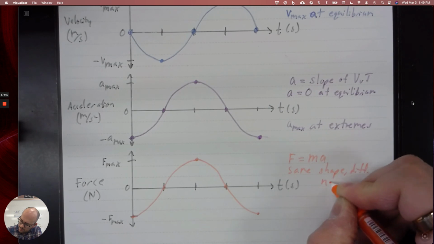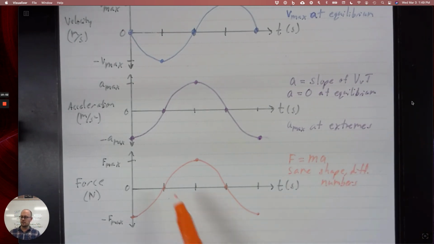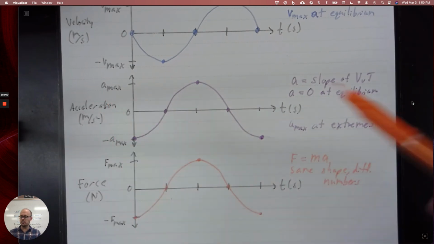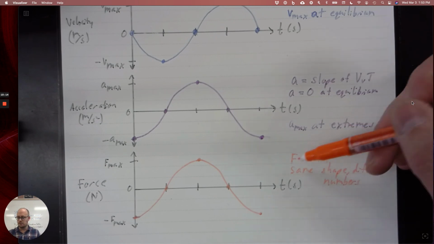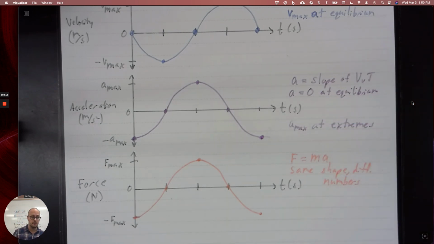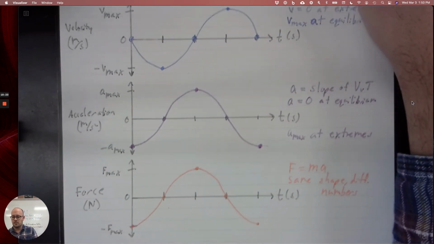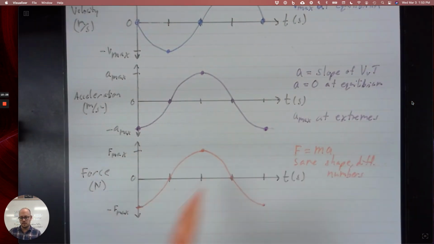different numbers. And I say that like that's important because these graphs look identical, but the maximum force only equals the maximum acceleration if the mass of the object is 1 kilogram. Under all other conditions, they are different. So they're proportional to one another, but not equal. So you get the maximum force at the maximum displacement, just like acceleration. So as you stretch, the further away you get from equilibrium, the greater the force.